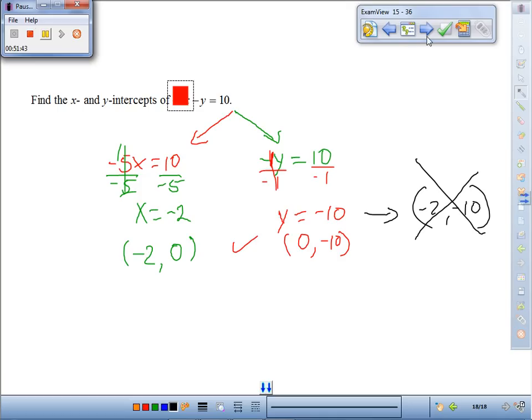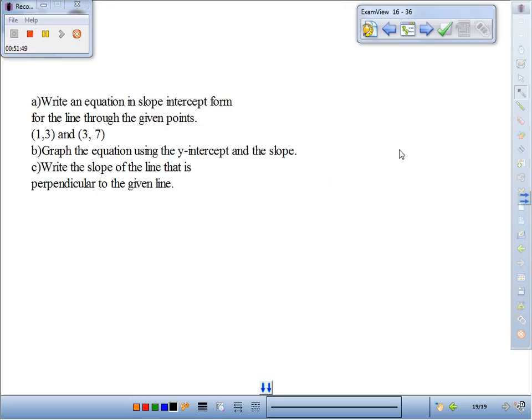Number 16. Says, write in slope-intercept form equation. Write an equation slope-intercept form for the line through the given points 1, 3, and 3, 7. Part B, graph the equation using the y-intercept and the slope. And part C, write the slope of the line that is perpendicular to the given line. So on your blank sheet of paper, you're going to write 16.